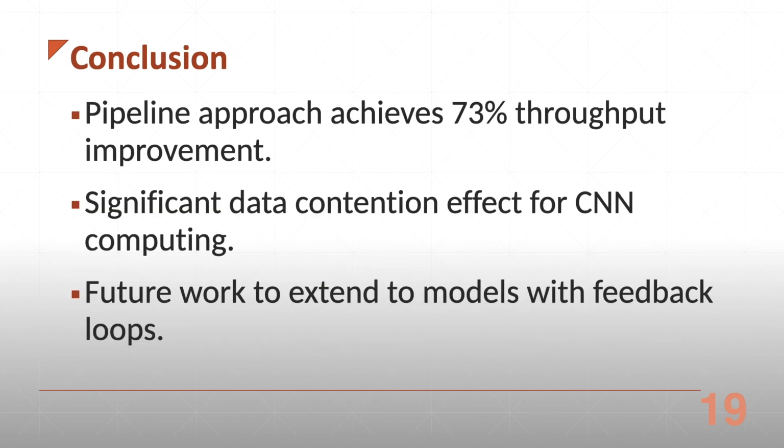Now, conclusion. First, we showed that the pipeline scheduling approach for CNN inferencing is on average 73% better than the best multi-thread scheduling result. We also demonstrate that the data contention effect has a significant impact on CNN computing. One of our future works is to extend the pipeline approach to models with feedback loops.